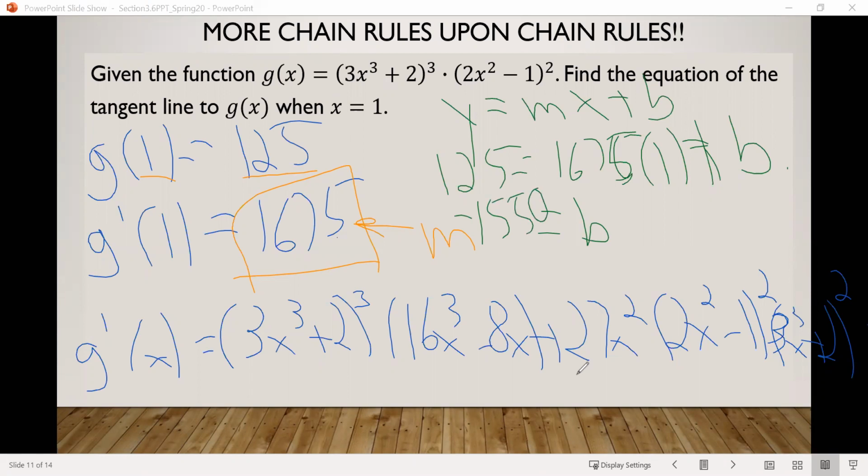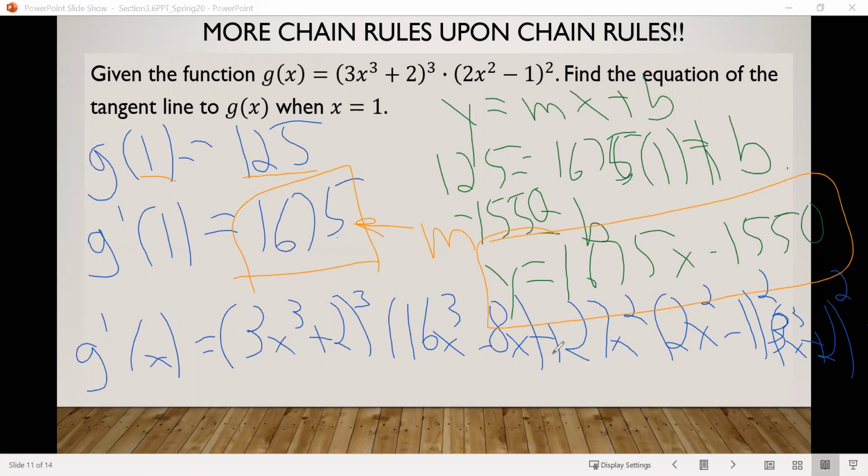So then our equation of our line would be y equals 1675x minus 1550. Okay, and that's our answer right there. Good times, right? Good times.